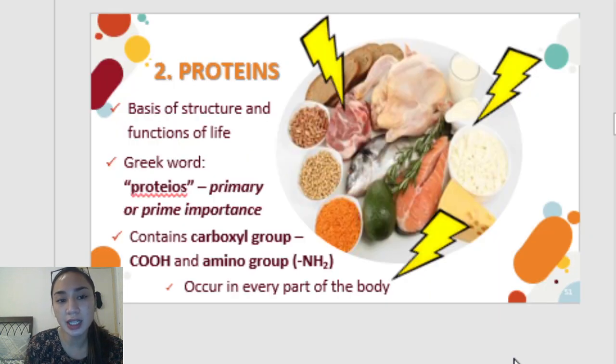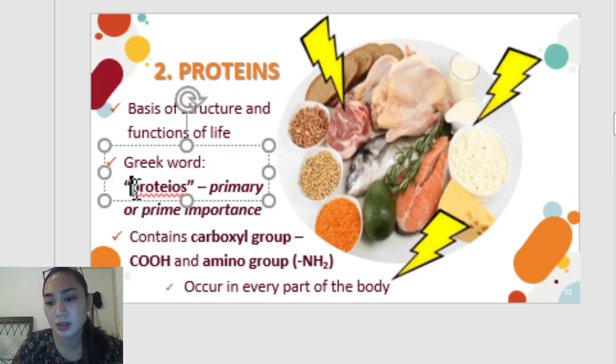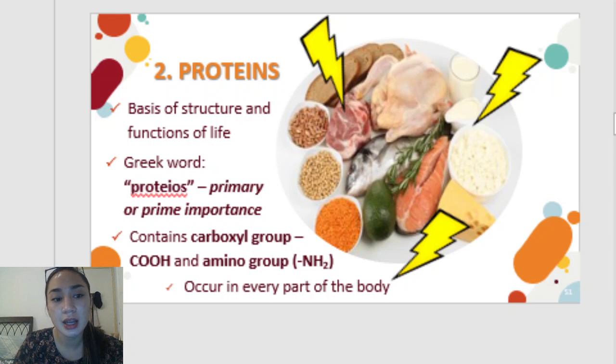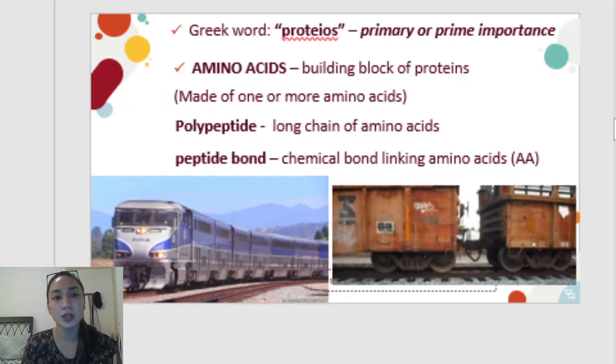Okay, next we have proteins. This is the one from earlier. Again, protein comes from the word proteos, which means primary or of prime importance. It contains a carboxyl group, COOH, and an amino group, NH2. So, this is also that, no? Okay, we have several terms that we have to discuss here.